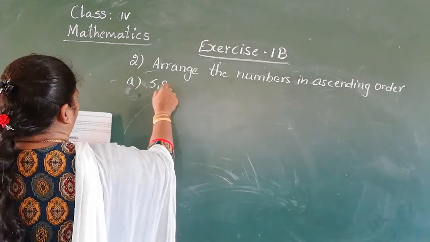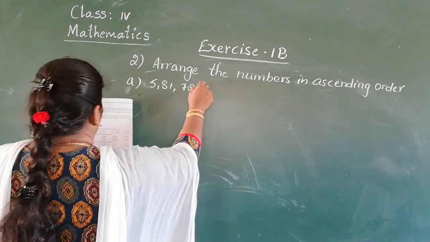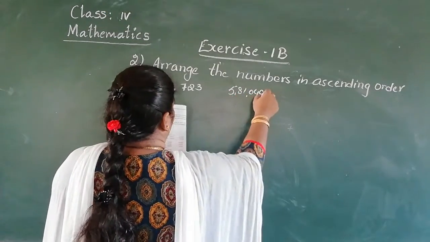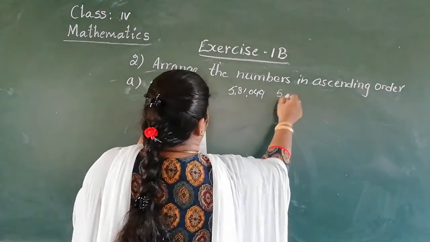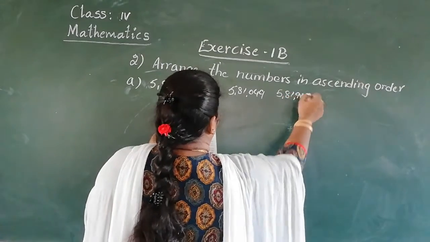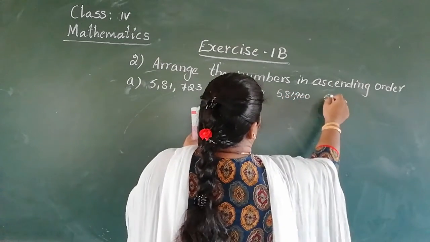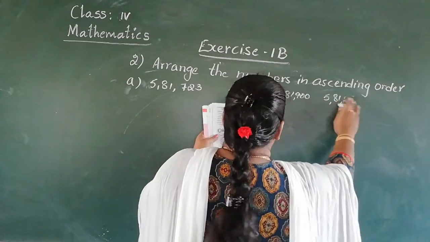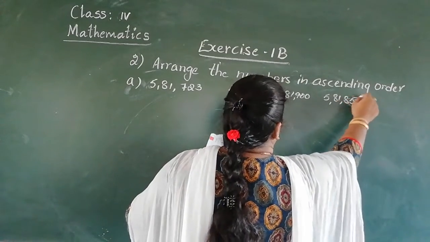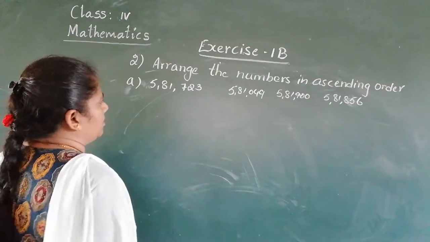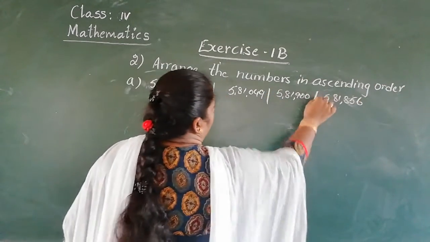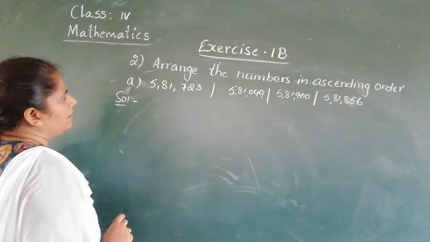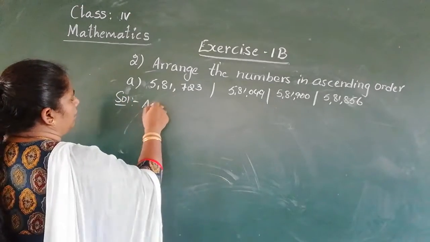A. 5,81,723, 5,81,049, 5,81,900, 5,81,856. Okay, so these are the numbers. So how to write this? Ascending order, small to big.